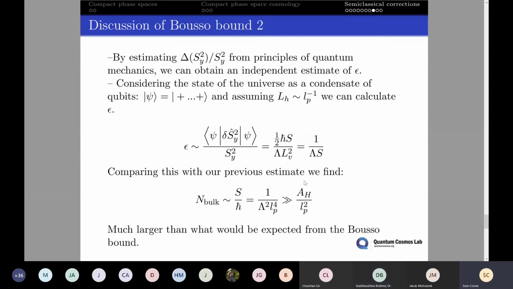So that's just the inverse Planck length, it's independent of the number of degrees of freedom? Like it doesn't change accordingly if the degrees of freedom increase or anything like this, right? Actually, in this case it would, because we're considering the state as a condensate of qubits. So in that case, S is really just N times ħ.